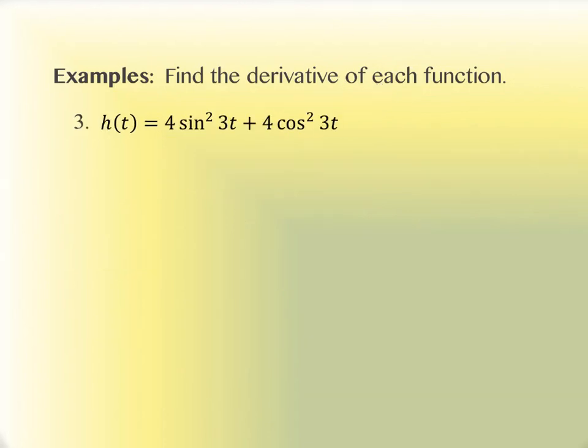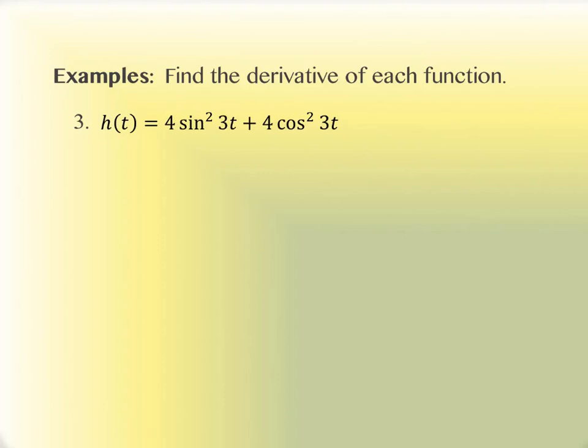Okay. Let's try another one. We're supposed to find the derivative of 4 sine squared of 3t plus 4 cosine squared of 3t. Now, I want to pause with you for a moment and think about this. We could use chain rules, agreed? I've got squareds on these things, and I can do the same thing I did with the cosecant with the power 4 a moment ago.